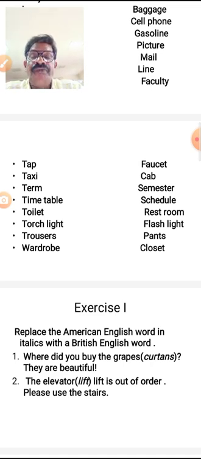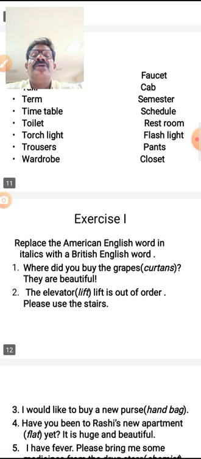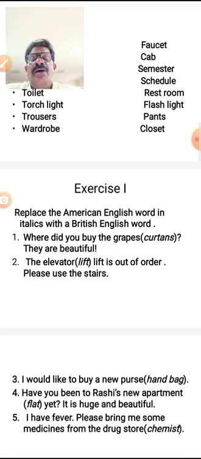And now, some exercises have been given in your textbook. You just have a look. Of course, you don't worry about the exercises because I have done them for your comfort, for your knowledge. Replace the American English word in italics with a British English word. Number 1. Where did you buy the grapes?